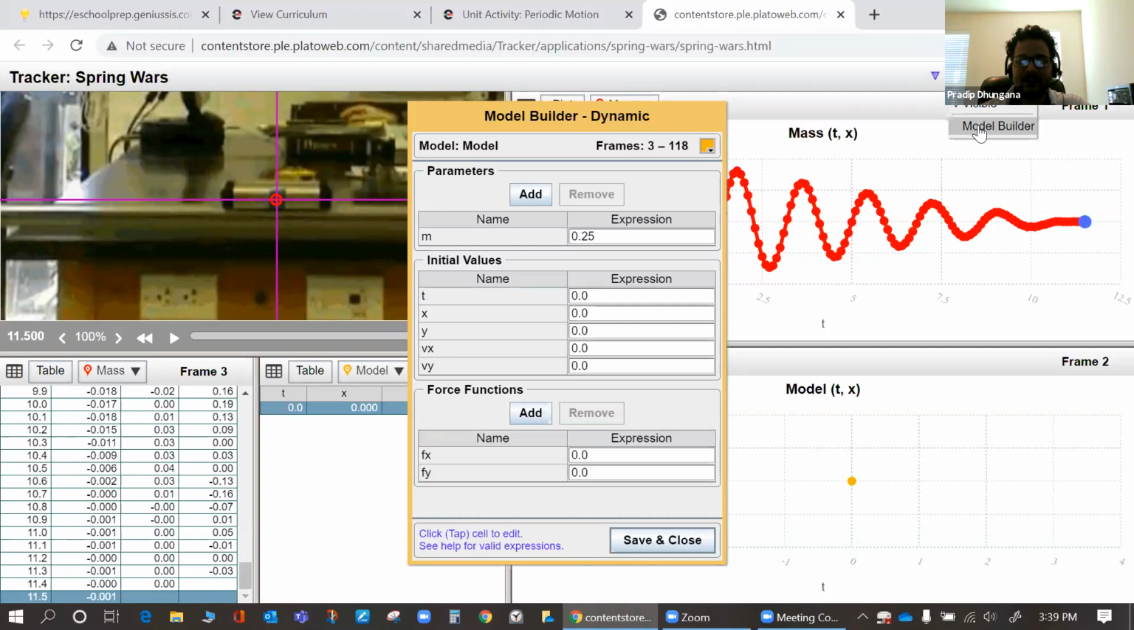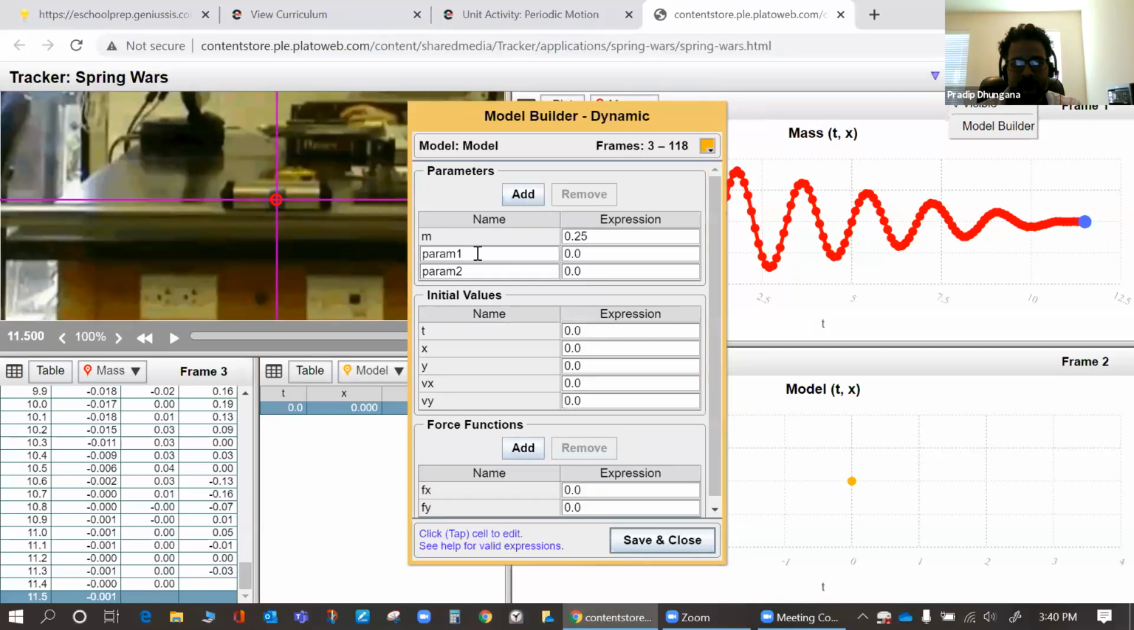And now let's fill out this table. So mass is 0.25 kg. Other two parameters are spring constant K and coefficient of friction Mk. So let me add those two. One is K, another is Mk. And then we'll write that value at the end, okay?